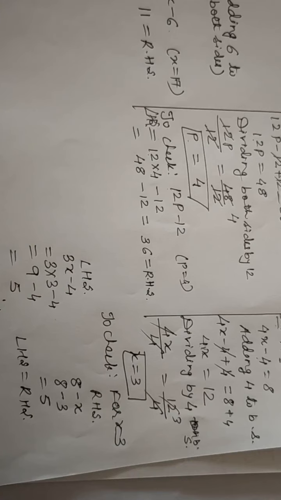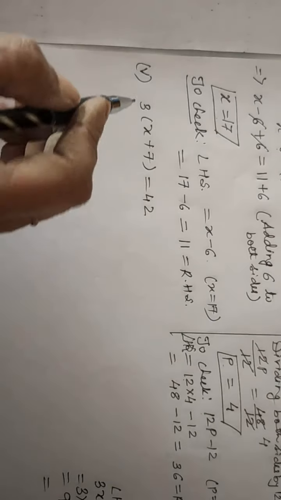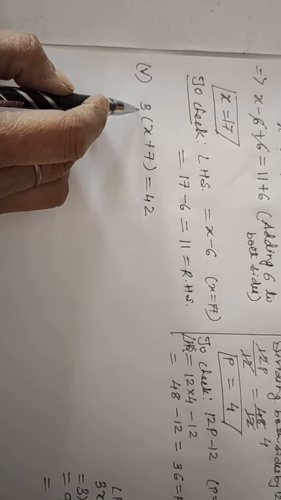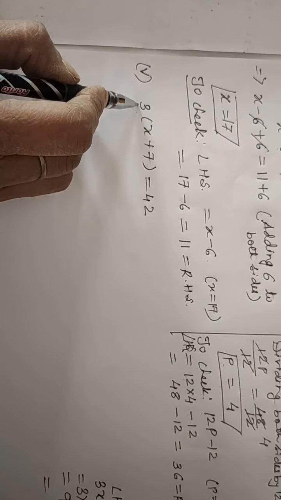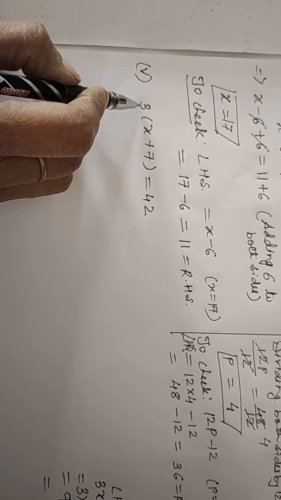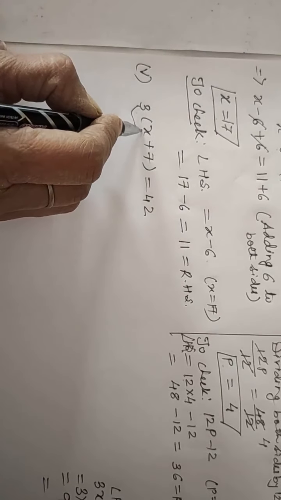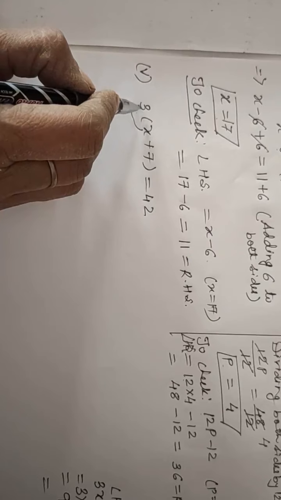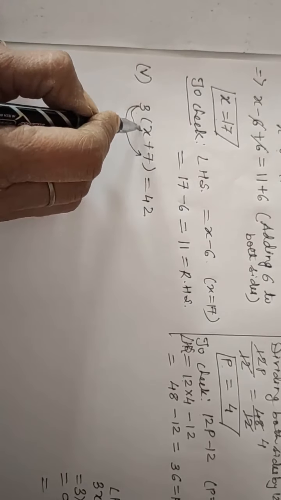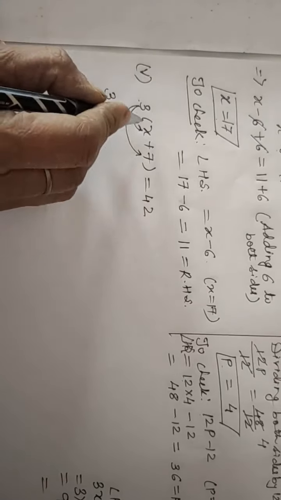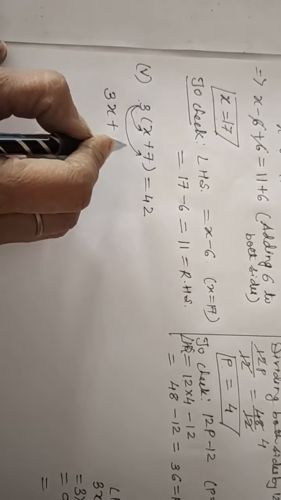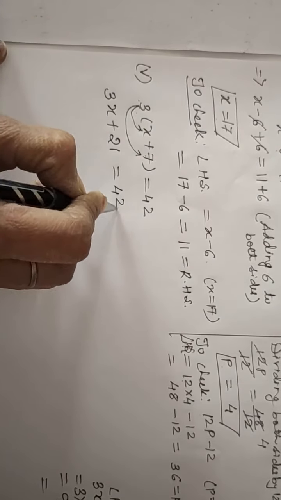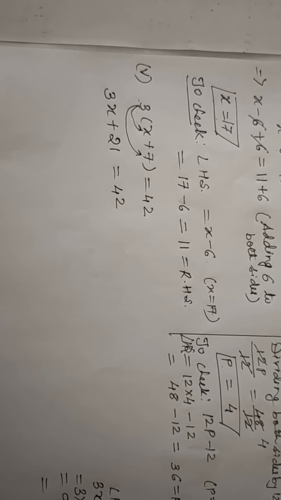Here so many examples are given. See, this is the fifth example now: 3 into (x plus 7) is equal to 42. So you know, children, if there is any number before the bracket, you have to use the distributive property. So what is the distributive property? You have to multiply this 3 with all the terms in the bracket. First we simplify the bracket, which means you don't want the bracket. So 3 into x will be 3x, plus 3 into 7 will be 21, is equal to 42. Now you have got 3x plus 21.